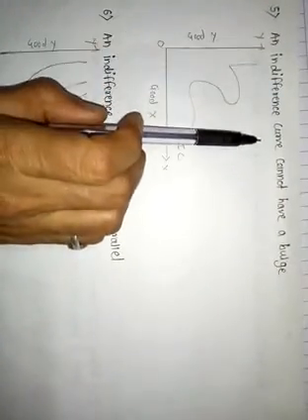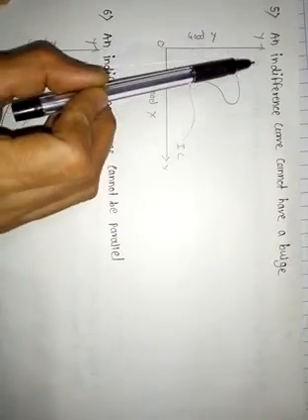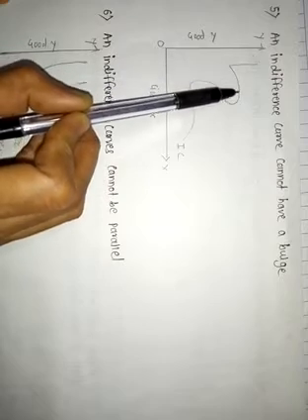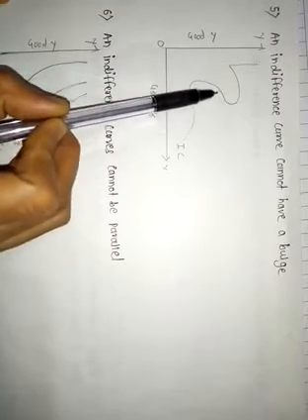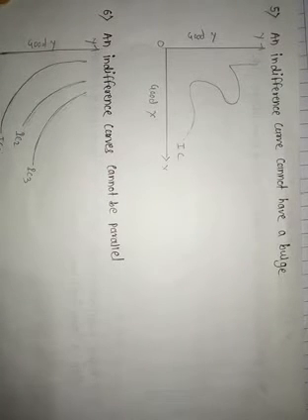Then next one, an indifference curve cannot have a bulge. Bulge means this type. If the indifference curve has a bulge, then it is clear that the marginal rate of substitution is not diminishing, means not decreasing consistently. It means the consumer behaves erratically.